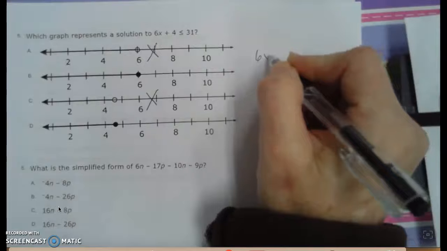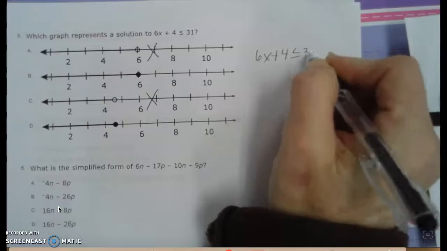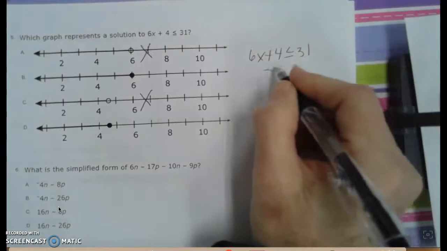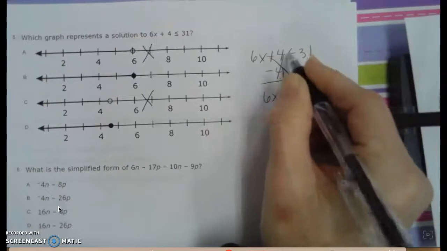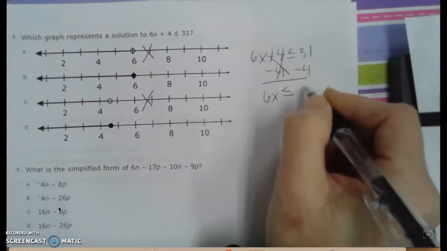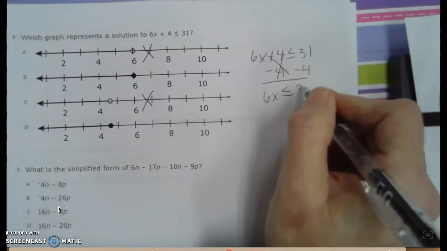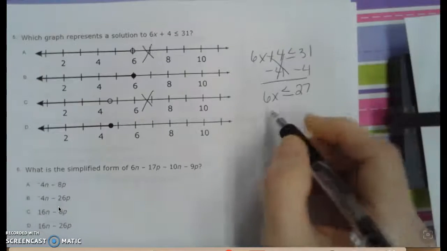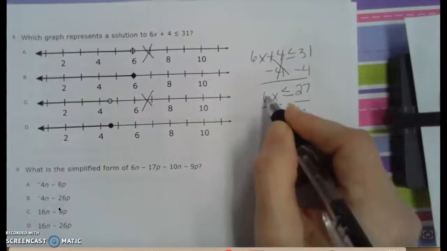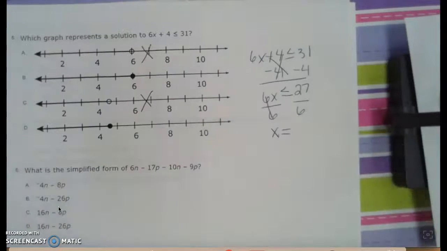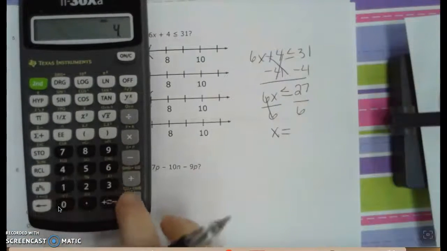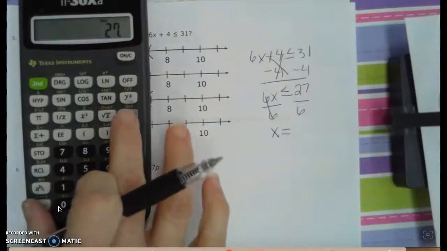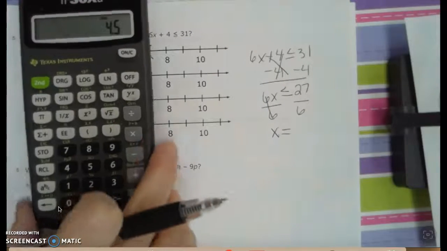So if I have 6x plus 4 is less than or equal to 31, if I subtract 4 from both sides, I'm left with 6x. I bring down my sign, and then I've got 31 minus 4, which is 27, I believe. And if we divide both sides by 6, oh me, that's not a nice little whole number. So if you have to double check, that's fine. Some people can do it in their head. So you got your 31 minus 4, and then we're going to divide by 6. And that gives us 4.5.